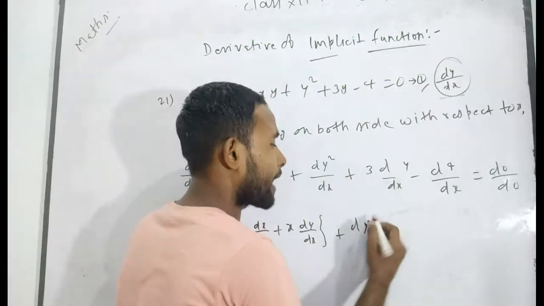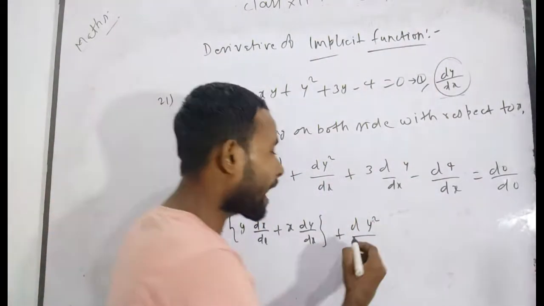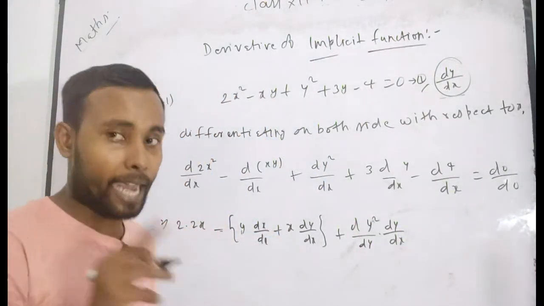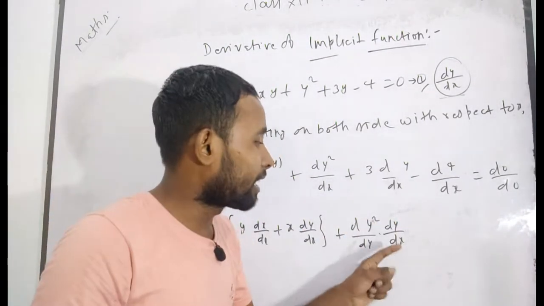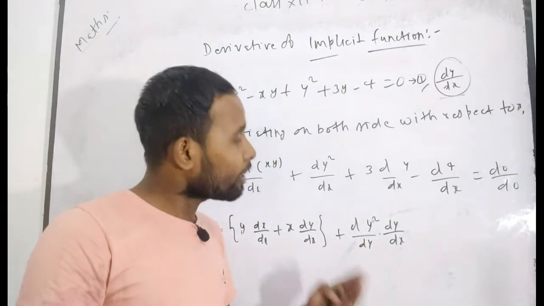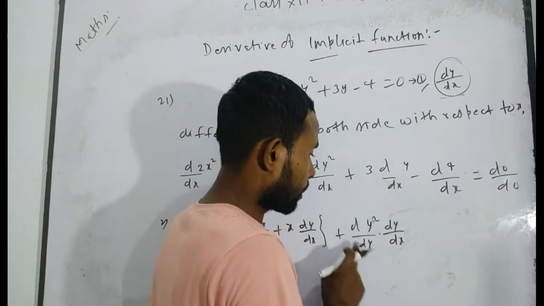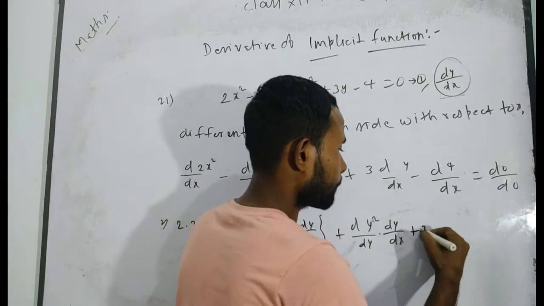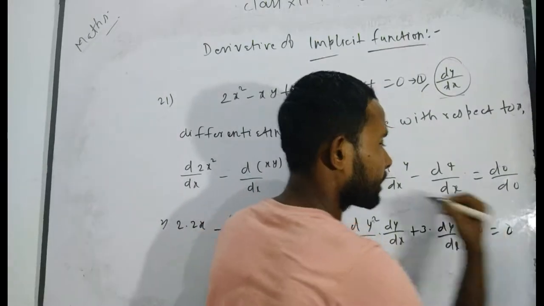Again, differentiate y square, and you know that you cannot differentiate y square with respect to x directly. That's why I want to differentiate with respect to y first, and then differentiate y with respect to x. As you know, you have to find dy/dx, so don't worry about it. How can we find the value of dy/dx? Because you have to find dy/dx, just proceed in the usual way. That's why here you get the derivative of y square with respect to y into dy/dx, plus 3 times dy/dx, minus the derivative of 4 with respect to x, which will be 0.